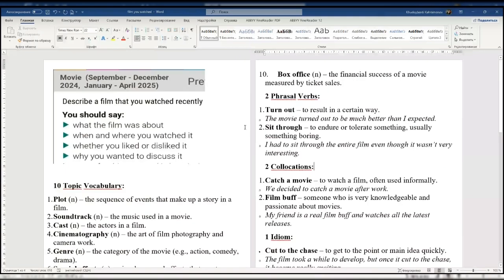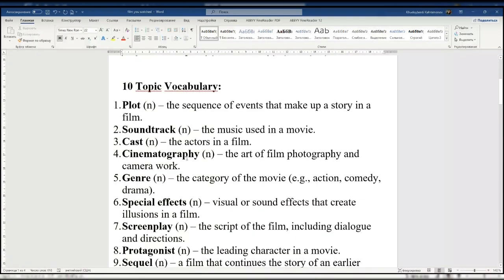All right, let's learn 10 topic vocabularies. So the first one is plot. What does it mean? Plot means the main story, the whole story, the sequence of events that make up a story in a film. So what happened from the beginning to the end, they are called plot.